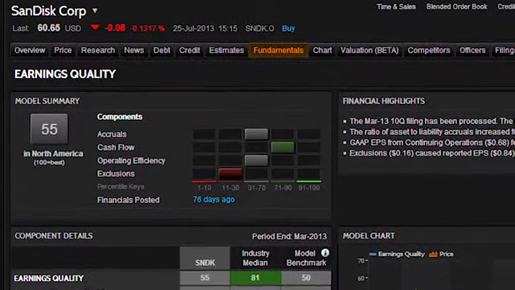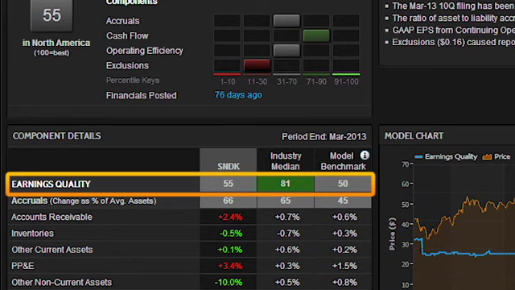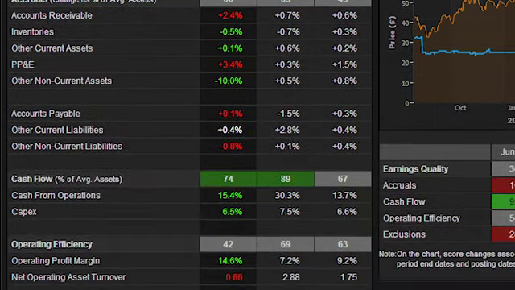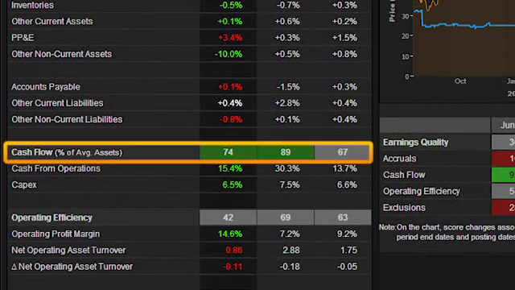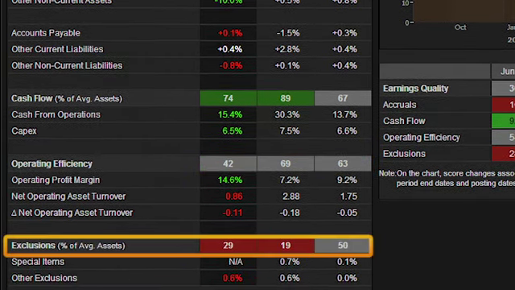Next, let's look at quality and credit risk models. Earnings quality considers the sustainability of a company's earnings. Are they more likely to persist or fade away? The accruals component looks to see if earnings are propped up by early revenue recognition or deferred expenses. Cash is king, and the cash flow component looks for solid, reliable, free cash flow to back up earnings. Operating efficiency rewards solid profit margins and strong asset turnover. The exclusions component looks for companies that try to focus on more favorable pro forma earnings rather than official GAAP earnings.